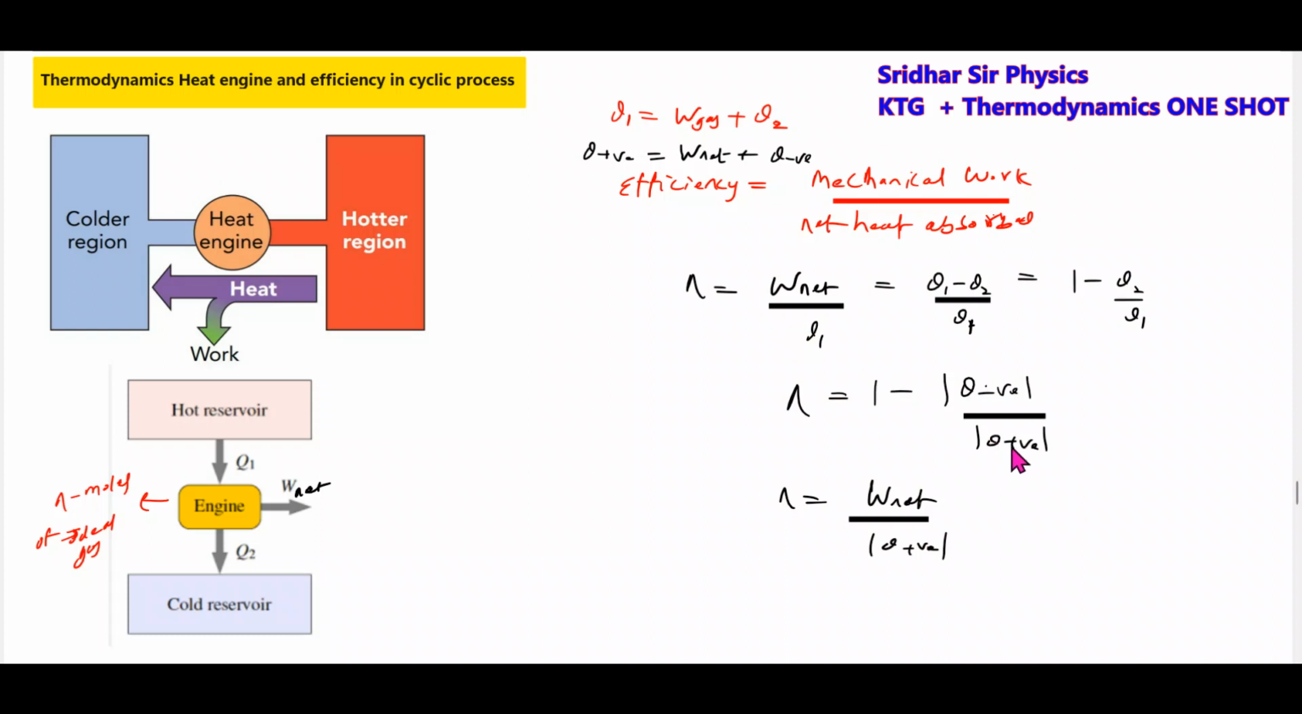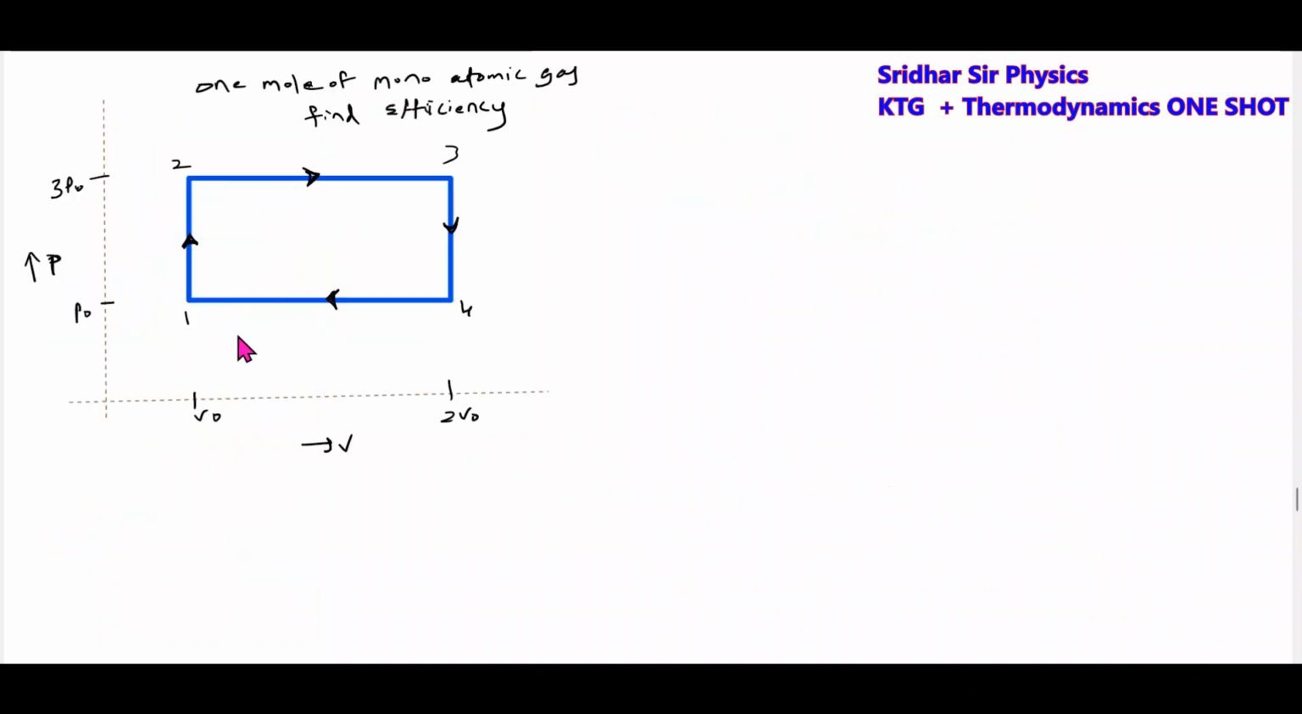And for a cyclic process, what is delta U? Change in energy is 0. So of all the heat absorbed, a part will be converted into work done, and the remaining will be rejected as heat. We discussed several cyclic processes. There is 1 mole of monatomic gas undergoing a cyclic process. We have to calculate the efficiency.